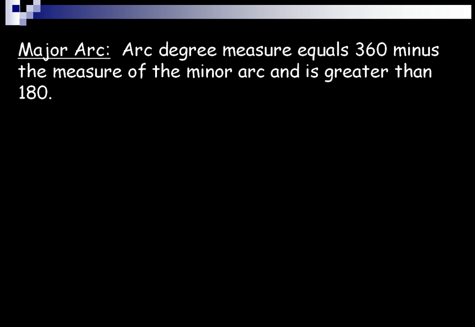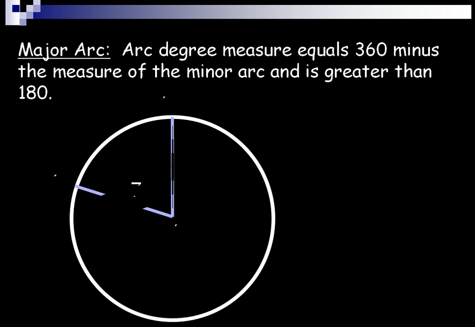Major arc. Major arc is an arc degree measure which equals 360 minus the measure of the minor arc and is greater than 180. So in this diagram, here we have minor arc FD, that is 70 degrees. So if we wanted to find the major arc, we would take 360 minus 70, which would give us 290, and that would be major arc FGD. We could call that the major arc.